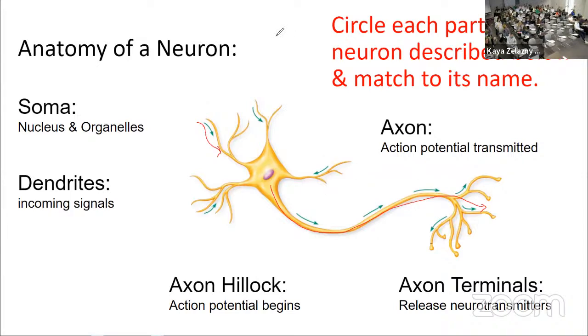Right? So I put some definitions here next to our neuron. I want to make sure that we can find all these places on the diagram, because we're going to have different things happening in different parts of our neuron. We're going to have different types of channels present in different parts of our neuron.